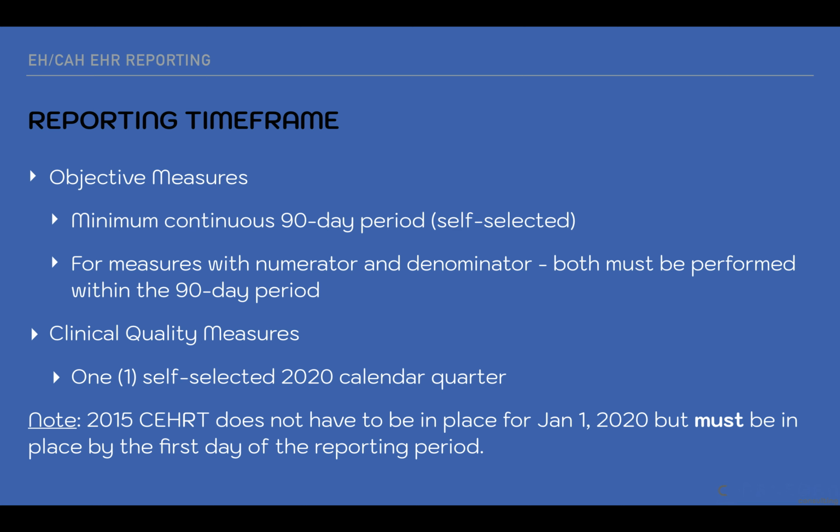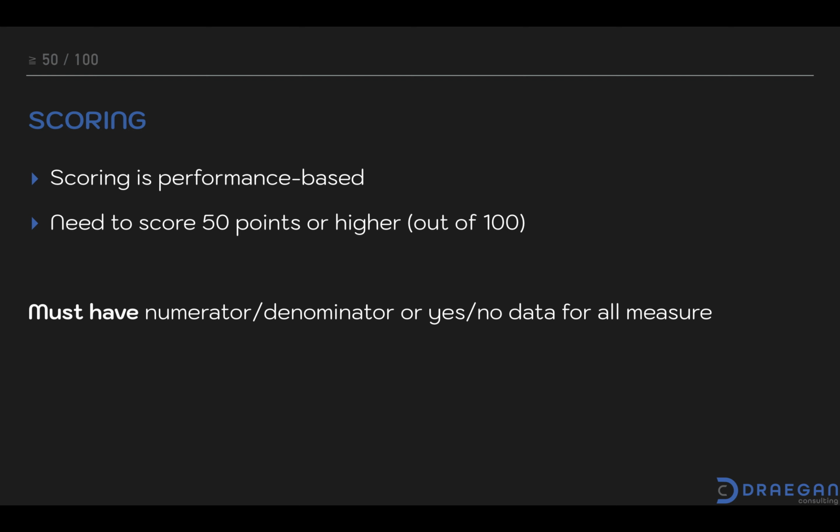So keep those in mind. And all of the objective measures must have data associated with them. So you can't achieve your 50 points using the provider to patients and your public health and ePrescribe, for example, and skip the health information exchange altogether. You do need to report data on all of them, so that's something to keep in mind as well.